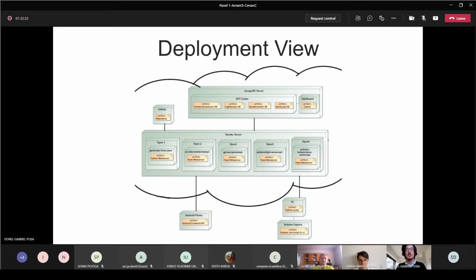The deployment view of the application looks like this. First of all, the heart of the application is the Heroku server, on which we have the generator and all the APIs for the sensors that were used for the proof of concept. The generator works together with GitHub, and a smartphone sends data to the accelerometer and gyroscope sensor APIs. Arduino Explora was used to send data for the temperature and light sensors, and then MongoDB stores all this data and uses dashboards to display it.